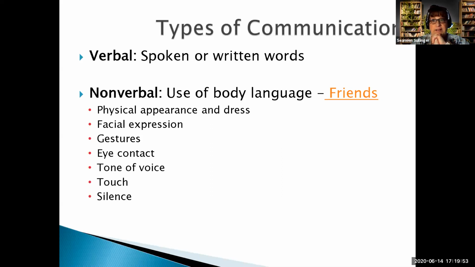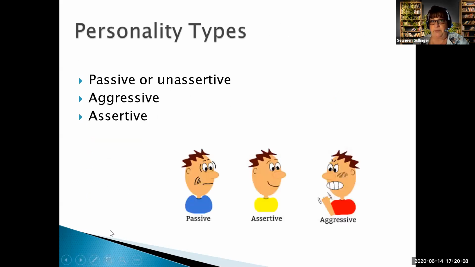It's good to try and make eye contact, your tone of voice, or your pitch if it's too high. And then sometimes we can use touch or even silence. Sometimes silence is a good thing because it allows the other person to speak as much as they want about whatever they want, or whatever they don't want.